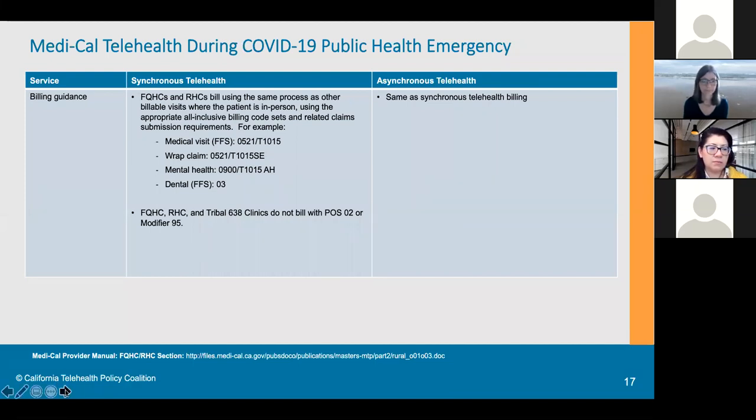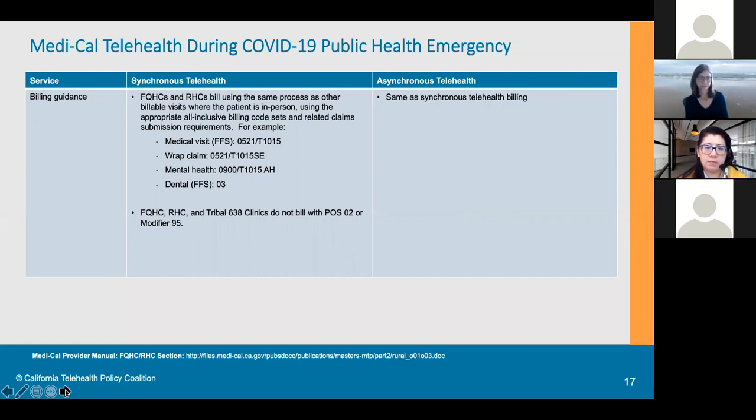I've included here a couple of examples. It's not an exhaustive list. Again, just a couple of examples to give you a sense of what this would look like on your claim form. So that first example there for a medical visit with a Medi-Cal fee-for-service patient, you would bill using the revenue code 0521 with the HCPCS code T1015, and those would go on the payable line.